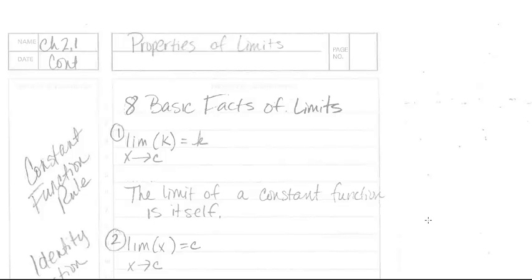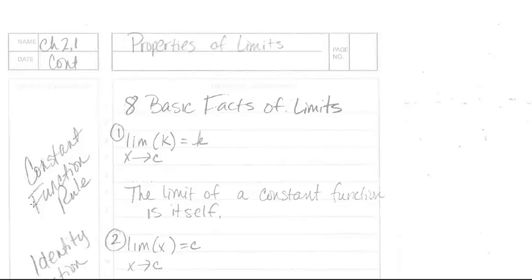Okay, before we get into how we find limits, we're going to look at 8 basic properties or facts of limits. And these are just rules. They're probably pretty self-explanatory. They're not really that big of a deal, but we need to know them just because we need to know them.